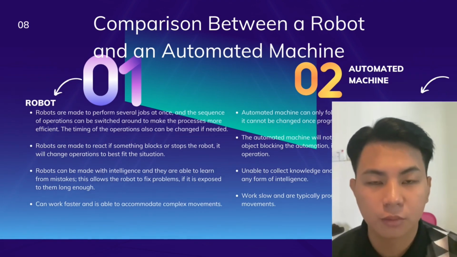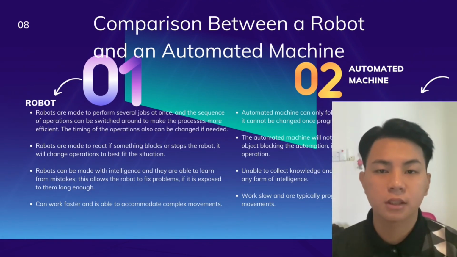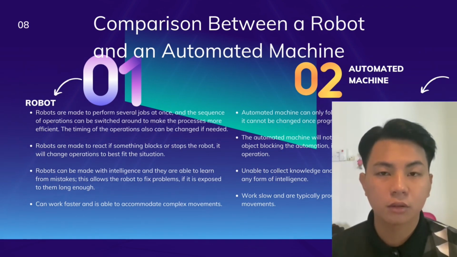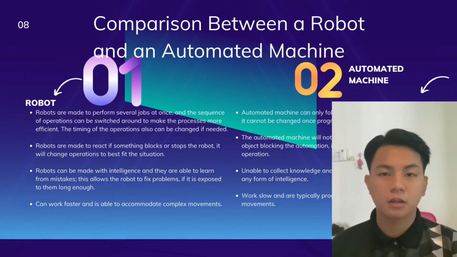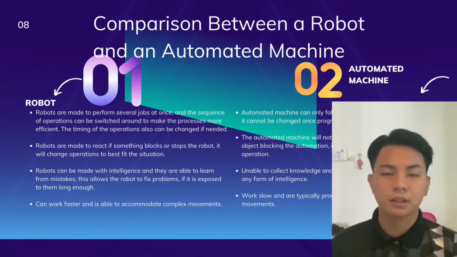An automated machine can only follow one set of operations, and it cannot be changed by programming. The automated machine will not react even if there is an object blocking the automation. It will continue doing the same operation, is unable to collect knowledge, cannot be programmed with any form of intelligence, and works slowly and is typically programmed with very simple movements.